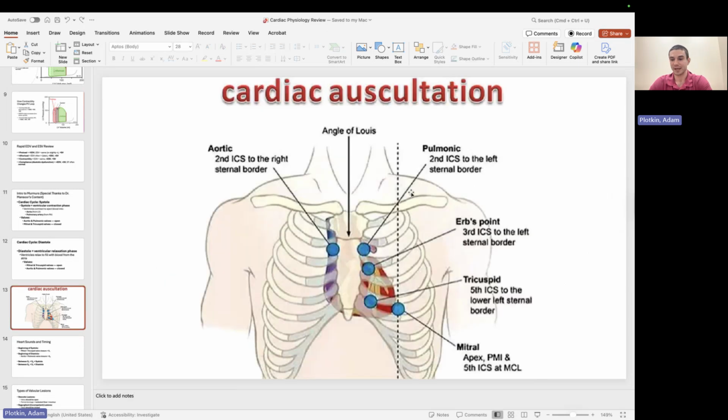And then again, just so you can see it in the picture, if mitral and tricuspid closing is my S1, I hear my S1 louder at the apex. If the closure of my aortic and pulmonic valves is my S2, I hear those louder at my base. All right.